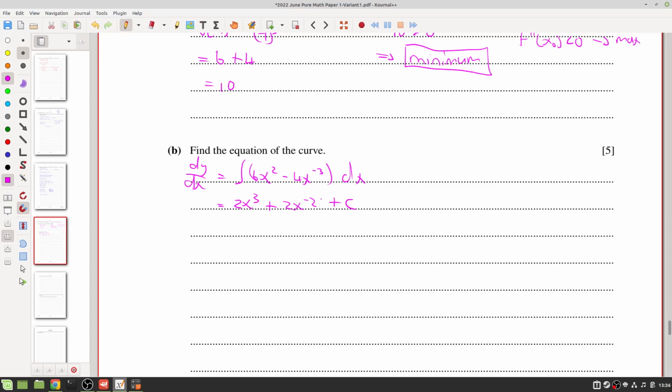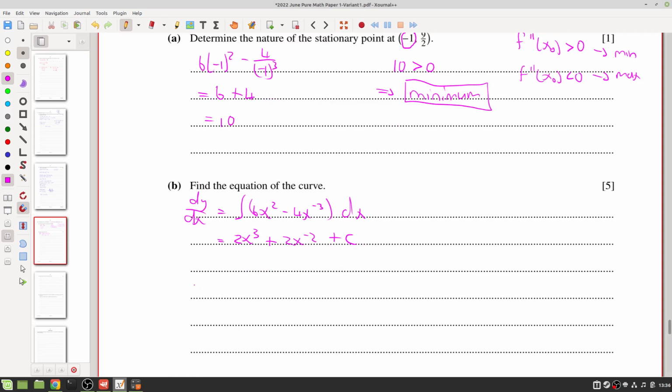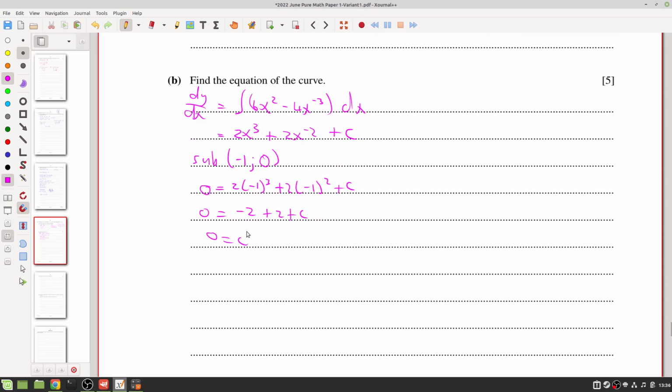Now to find that constant, we can substitute a point that we know. So we know at the point x equals negative 1, the derivative, the gradient, is 0, because that's where it's a stationary point, right? So that means the gradient is 0 here. So we can substitute that in, so 0 equals 2 times negative 1 cubed plus 2 times negative 1 squared plus c. So that gives us 0 equals negative 2 plus 2 plus c, so 0 equals c. Okay, so that's our first derivative, it's just this.